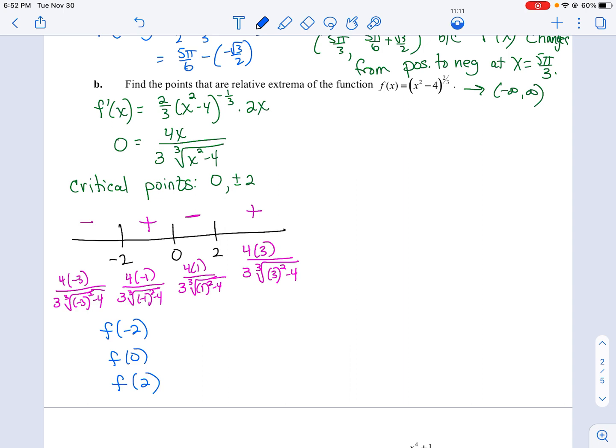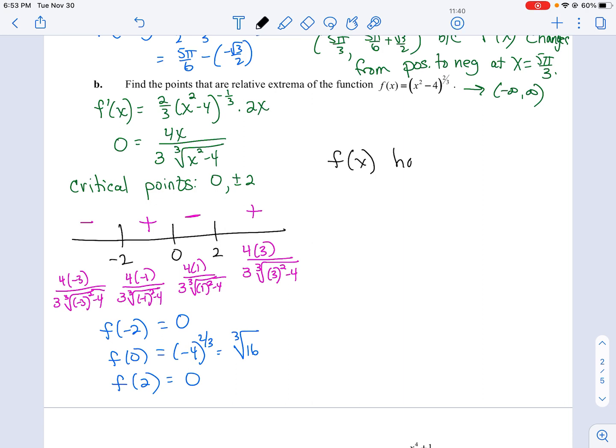So if I plug in 0, that's negative 4 to the 2/3 power. So that is the cube root of 16. If I plug in 2, oh, that's nice, that's 0. And if I plug in negative 2, that's 0. So here we go.